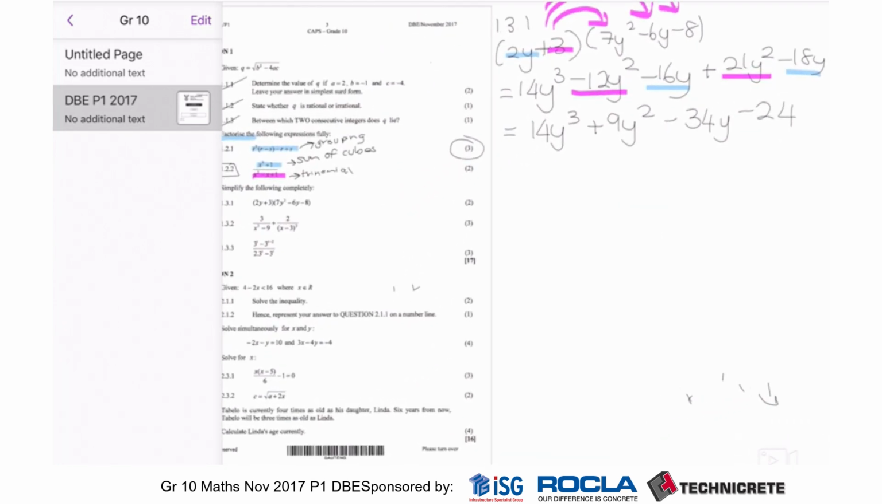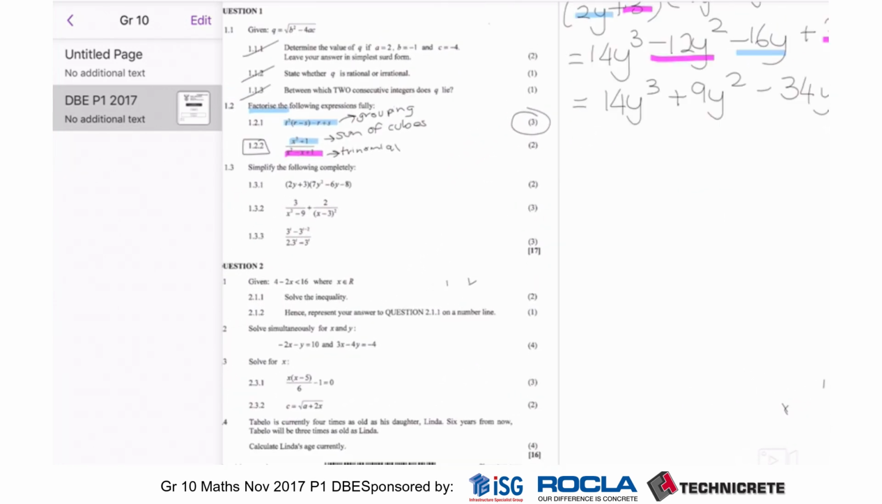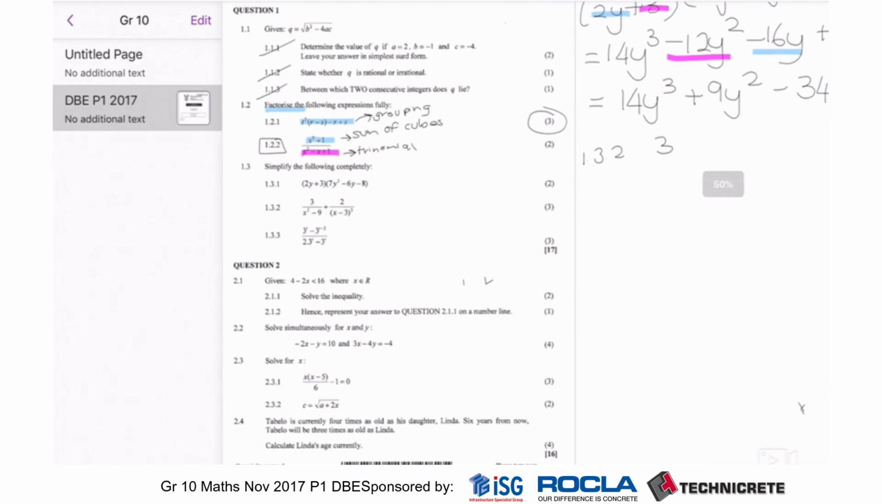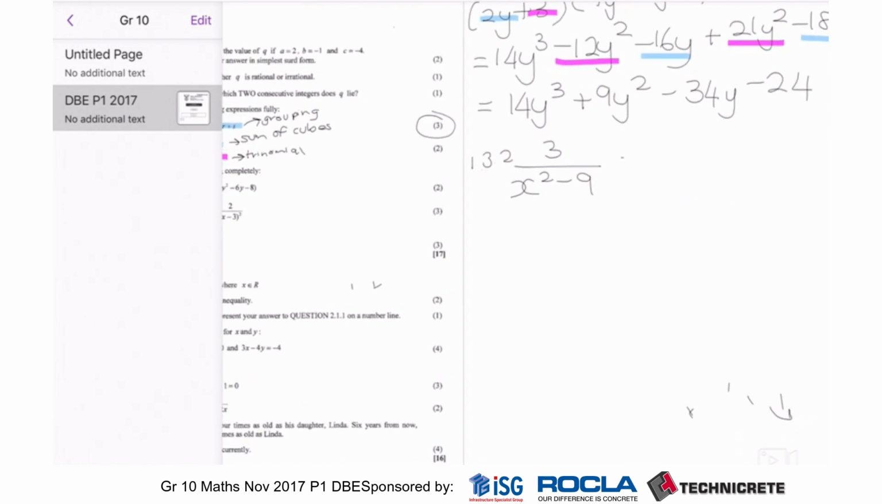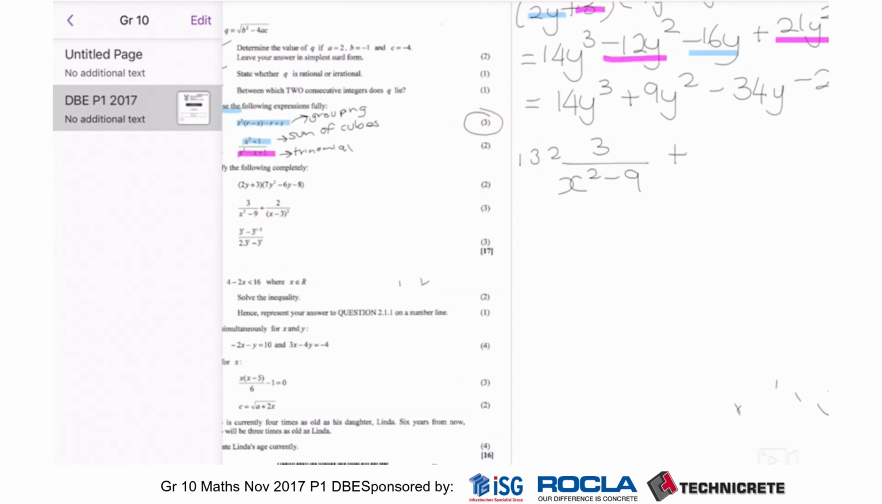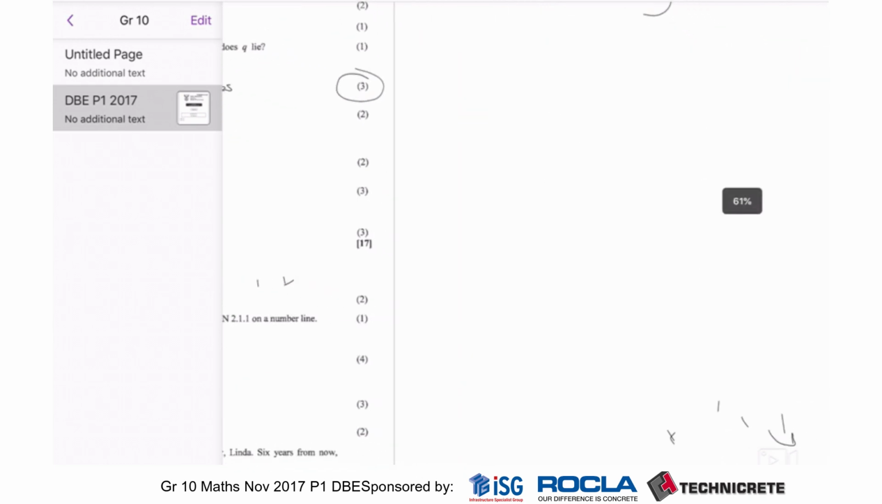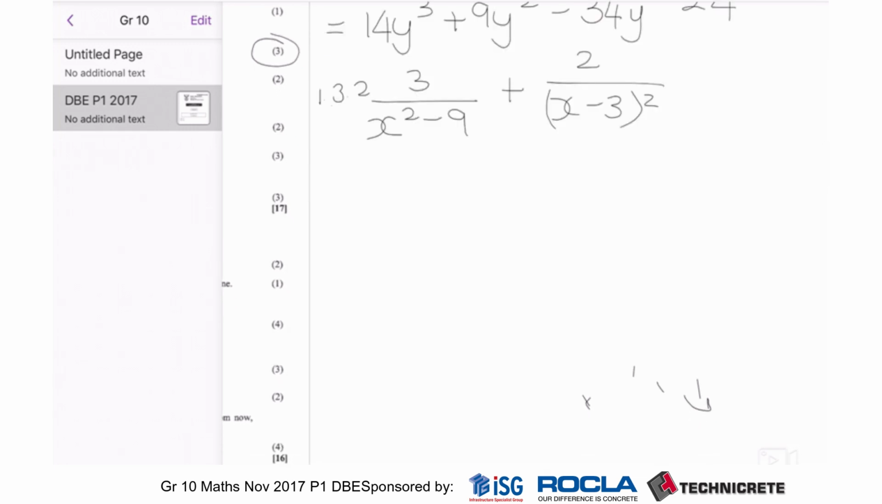Okay, the next one, 1.3.2, we're working with fractions. We know with these types of questions you've got LCDs. So 1.3.2, it's 3 over x squared minus 9 plus 2 over x minus 3 squared. Okay, so let's take a look at that now.